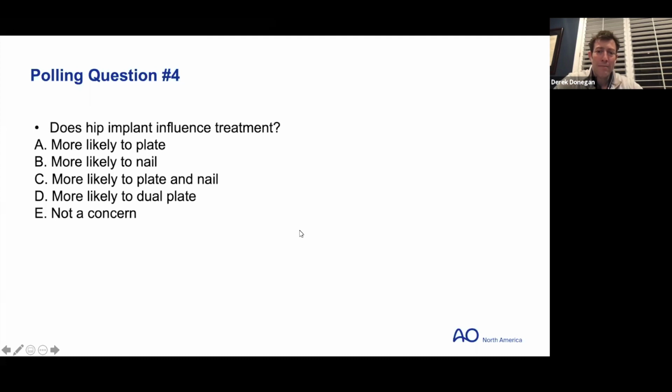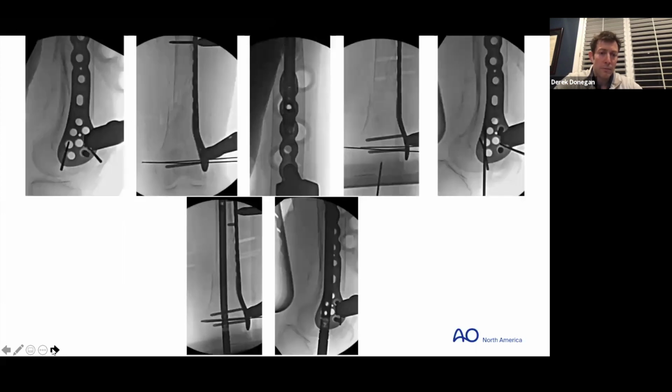So most, 59%, almost 60% more likely to plate here. 20% do some kind of nail and plate combination. So jump to the floor shots here. So John, this is also yours. Walk us through your thought process here, because it looks like you didn't do anything to the proximal implants and chose a dual fixation construct.